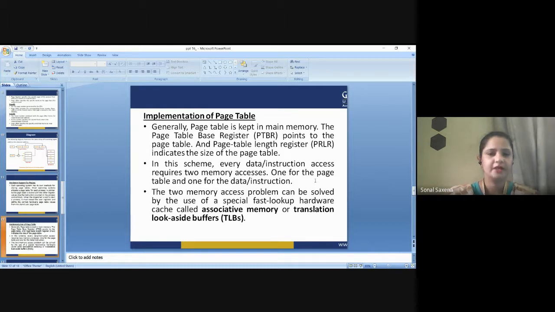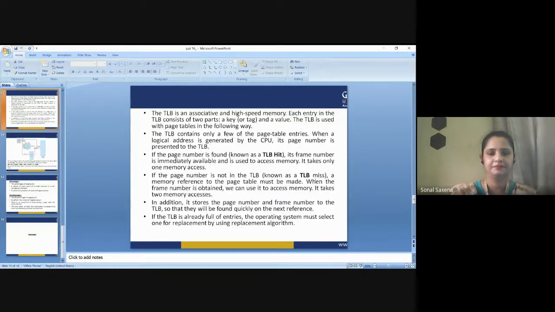To solve this kind of problem, we use a special kind of fast lookup hardware cache memory, which is called associative memory, or translation look-aside buffers, the TLBs. Now, what is a TLB? Understand that the TLB is an associative and high speed memory. This is another name which we give to cache memory. I have told you the hierarchy of the memory: we have seen cache memory, secondary, primary. So the TLB is nothing but a cache memory, which is a very small, very expensive and speedy memory.